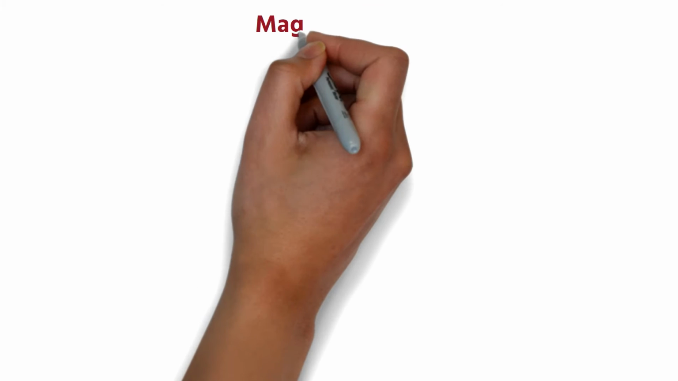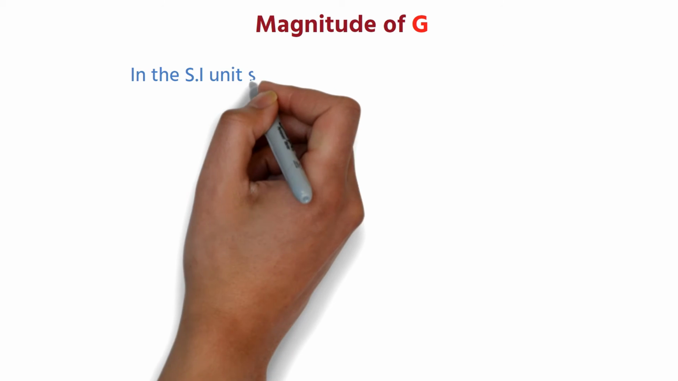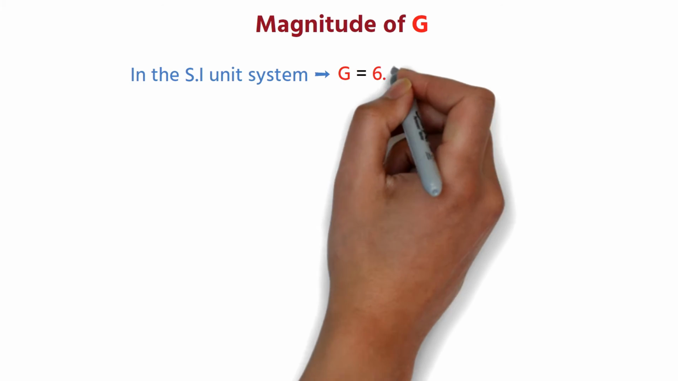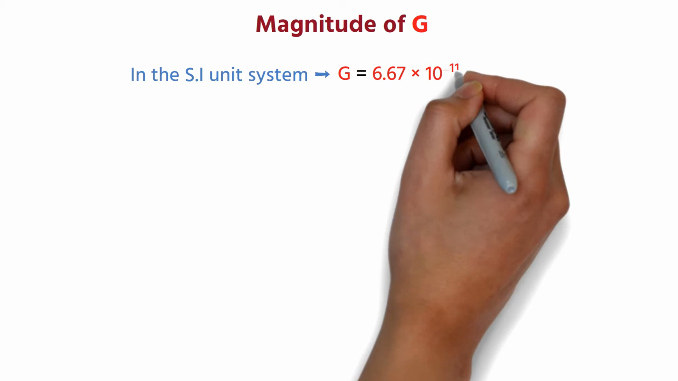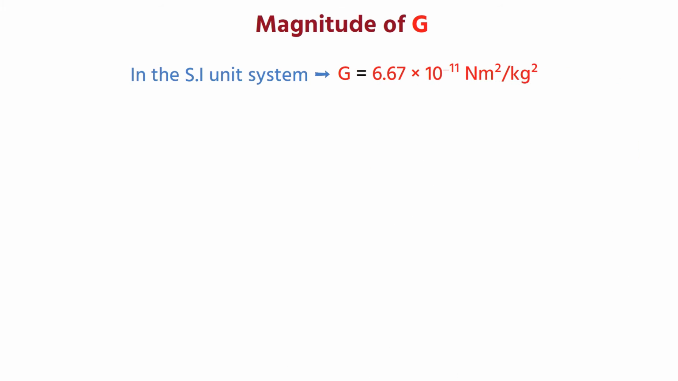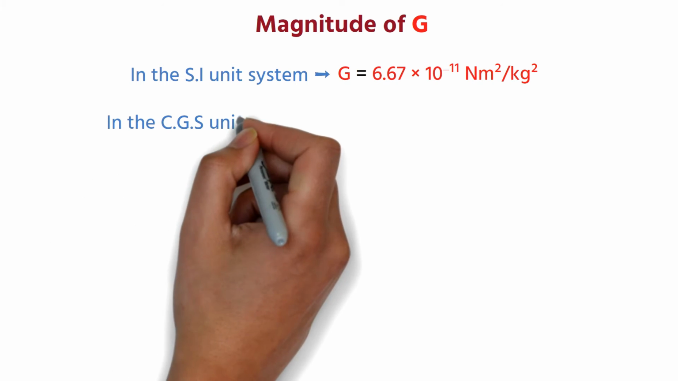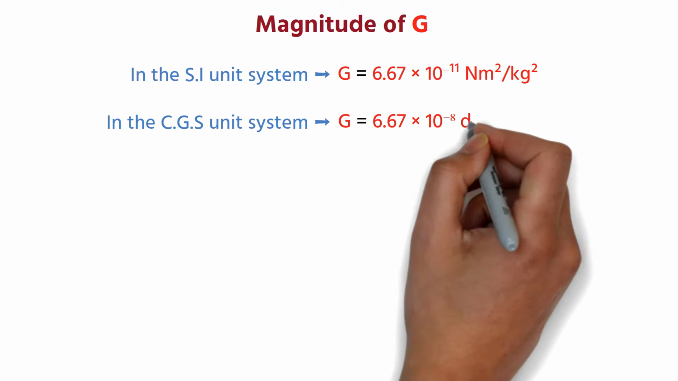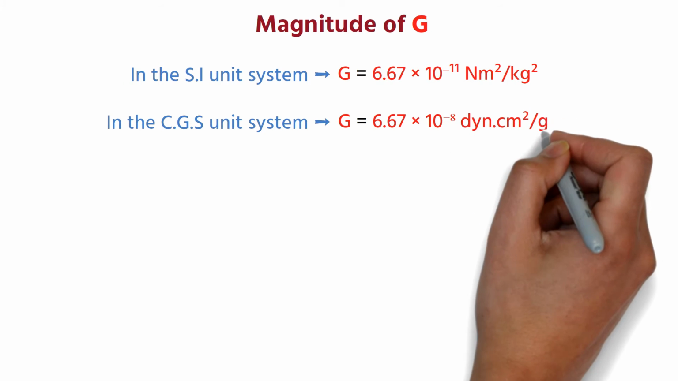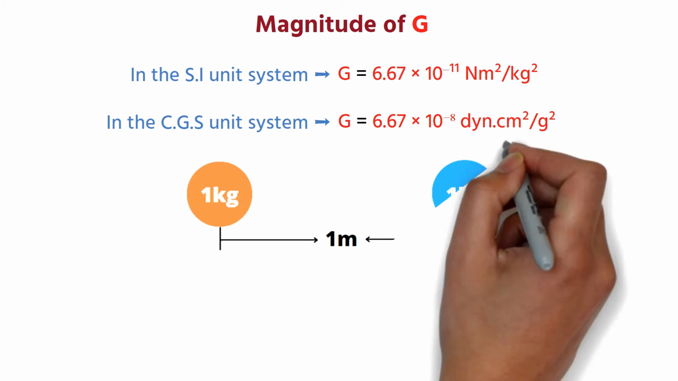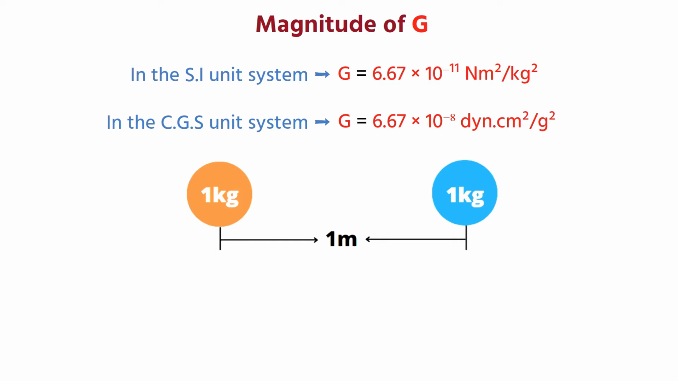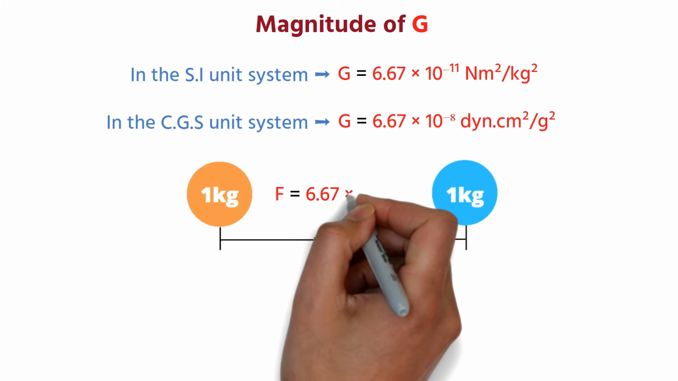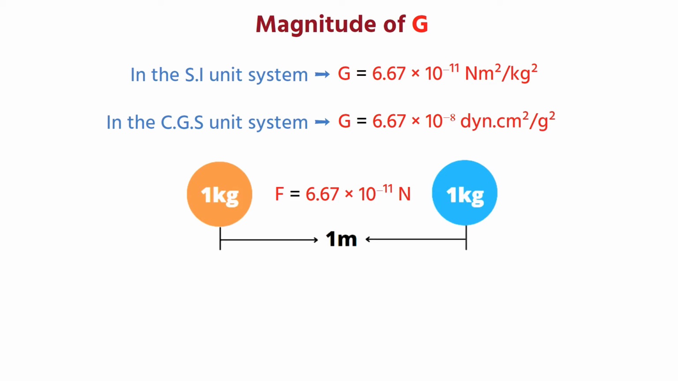If we talk about the magnitude of G, then it is determined by various experiments. In the SI unit system, we find G is equal to 6.67 × 10^-11 Newton meter square per kilogram square. And in the CGS unit system, we find G is equal to 6.67 × 10^-8 dyne centimeter square per gram square. That means, if we separate two objects of mass 1 kilogram by a distance of 1 meter, the gravitational force between them will be 6.67 × 10^-11 Newton.